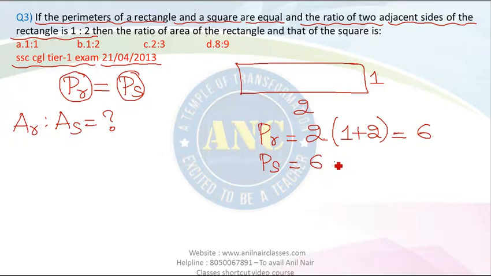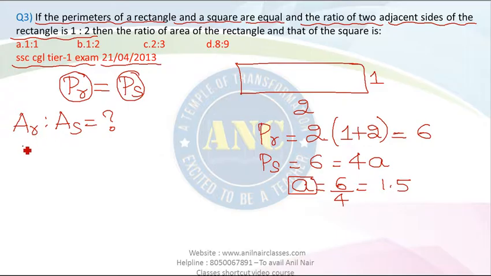Perimeter of square is nothing but 4 times the side. Side I will call A. Side of a square is A meters. So A will become 6 divided by 4. 6 divided by 4 is 3 by 2, 1.5. Now the side of the square is 1.5 units, right?